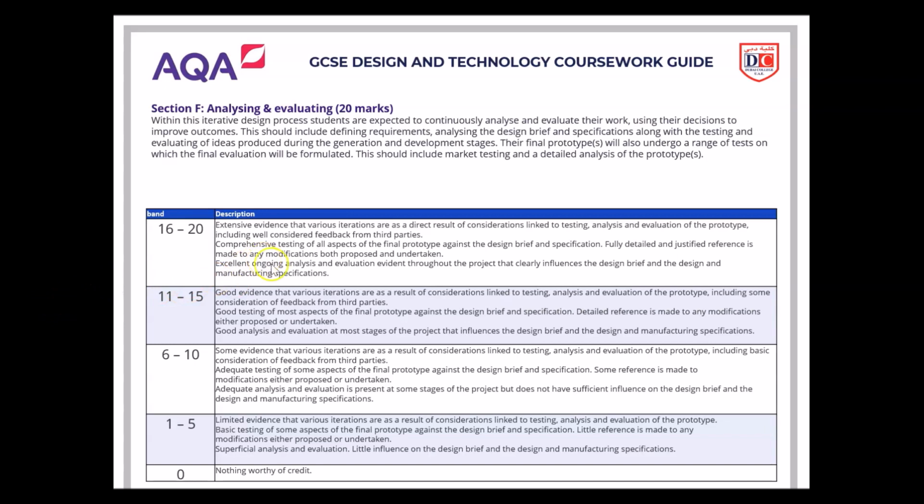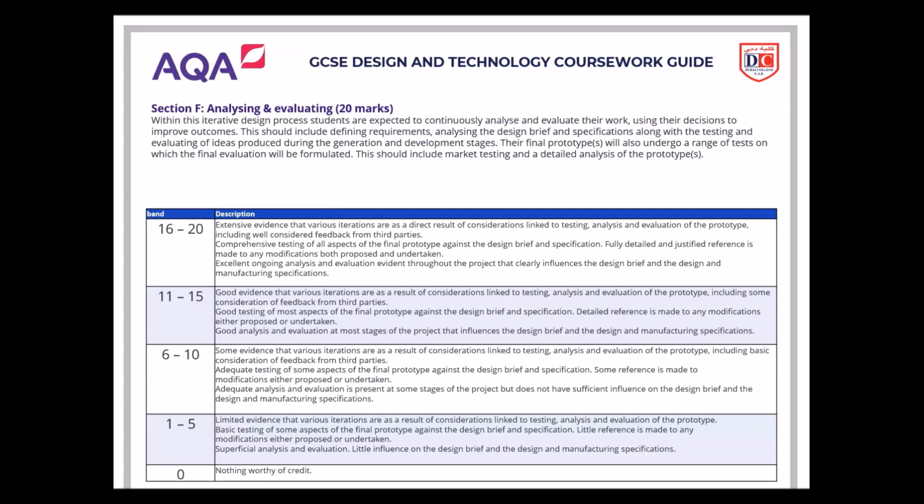And this part here, which is excellent ongoing analysis and evaluation evident throughout the project that clearly influences the design brief and the design and manufacturing specifications. So basically what that means is that's the reason why we put all of our evaluation boxes throughout the whole project. So on every page you're concluding what you've changed and having an evaluation to say how that particular part has got that particular thing. So the evaluation is not just something that is a summative thing that happens at the end. You are evaluating everything you do, from the research to the design ideas to the development, making sure that you're evaluating and making changes as we go through.